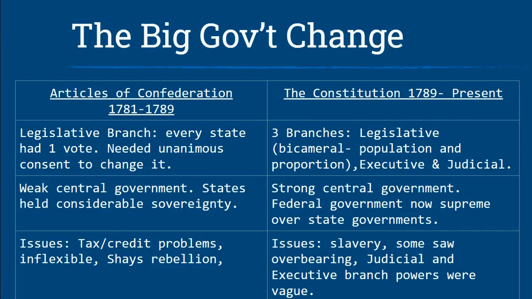Compared to the Articles government, the Constitution was far stronger of a central government and was supreme over state governments. State governments still had special roles and powers, but it was clear sovereignty rested in the central government under the Constitution. There were and still are issues, though. A few of the bigger issues were the presence of slavery in the Constitution, and the powers of the judicial and executive branches were vague, leading to their roles changing over time.